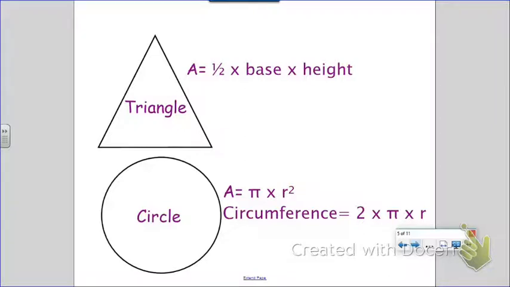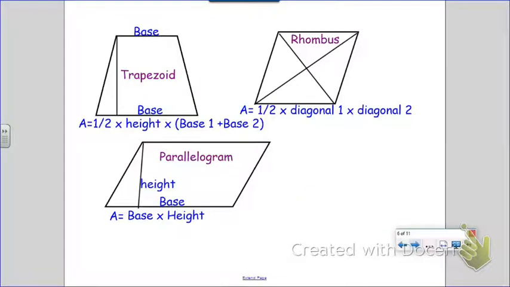I also put the circumference of a circle, which is like the perimeter of a different shape. We know that it's not a polygon for a circle. It's 2 times pi times radius. R again stands for radius. We have a trapezoid. I've labeled the bases. We have 1/2 times the height of the trapezoid times the two bases added together. And then the rhombus, 1/2 times the diagonal 1 times the other diagonal 2. And finally the parallelogram, base times height. These are some of the basic area formulas we'll be working with throughout the year.